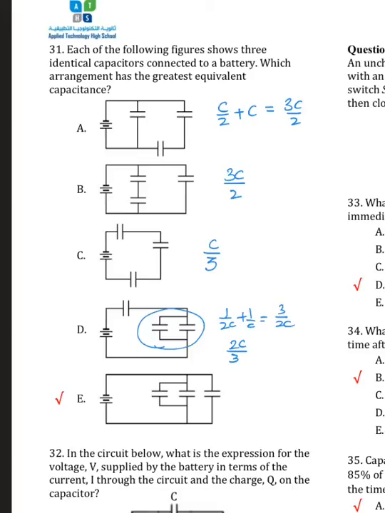Here all three are in parallel. All three are in parallel. So this will be C plus C plus C, because in parallel the capacitance gets added up. So this will be 3C. It's asking for the greatest equivalent capacitance, and that will be 3C.